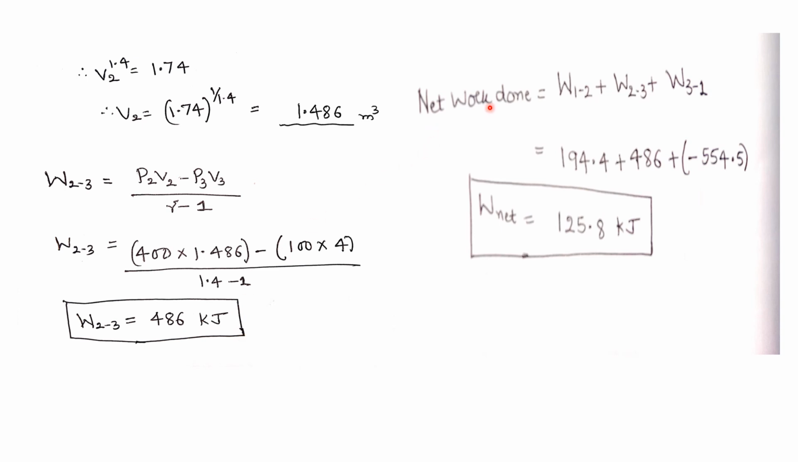So the total net work done is the work done during the constant pressure process, plus the work done during the adiabatic process, plus the work done during the isothermal process. The constant pressure work is 194.4 kilojoules, plus the adiabatic work we have already calculated, 486, plus the isothermal work, minus 554.5 kilojoules. If we simplify this, the net work done W net will be 125.8 kilojoules.